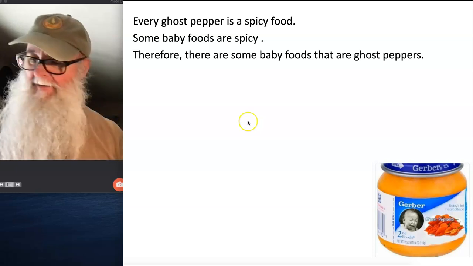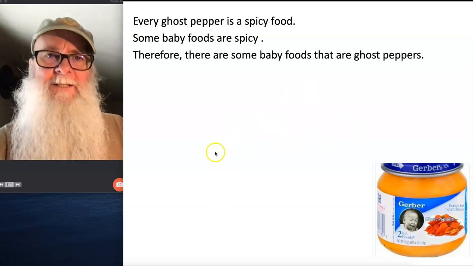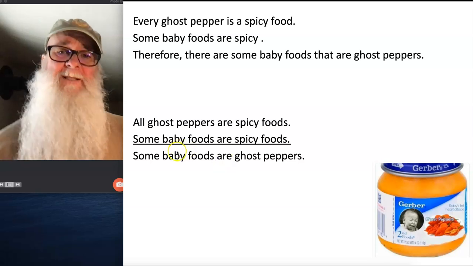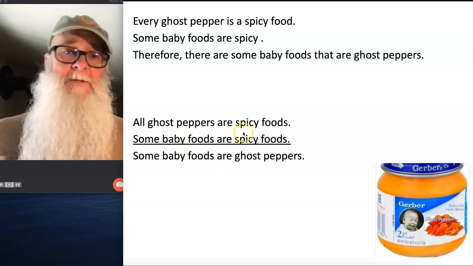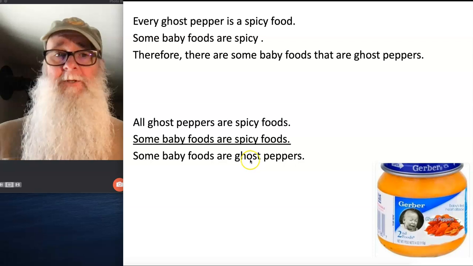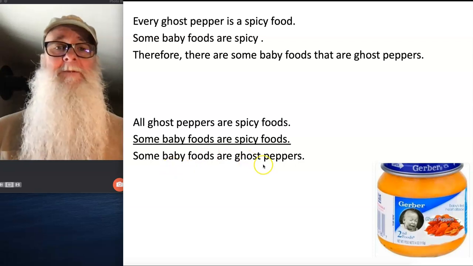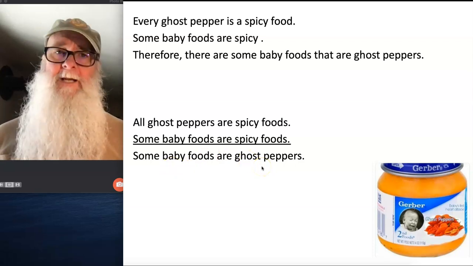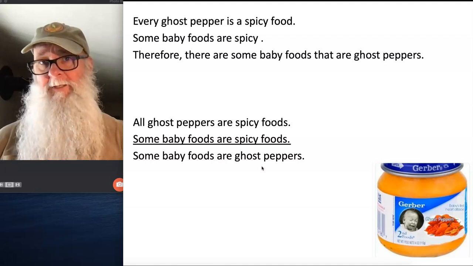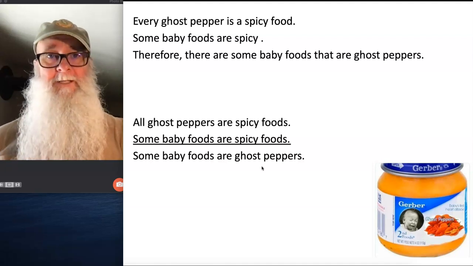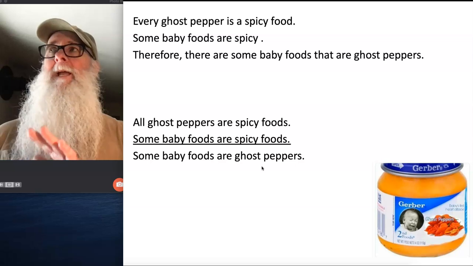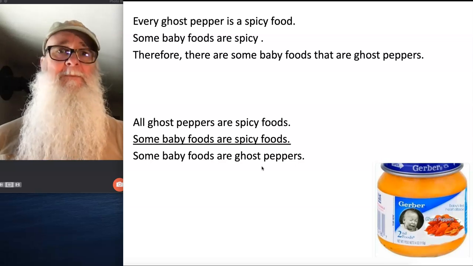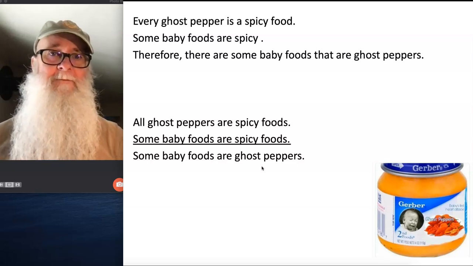Okay. So first things first, we've got to translate this into standard form. One way to do that is like this. All ghost peppers are spicy foods. Some baby foods are spicy foods. Therefore, some baby foods are ghost peppers. You may have written yours slightly different. You just want to make sure that you have 3 terms that appear 2 times each, the exact same way both times, and that all 3 of your terms are plural nouns or noun phrases.